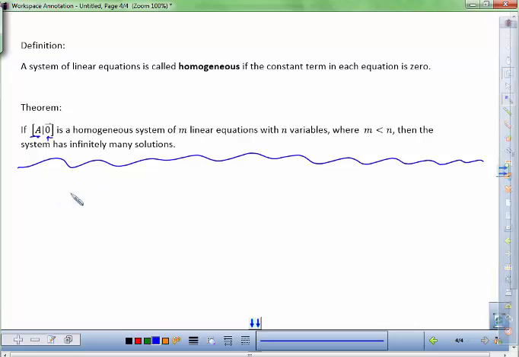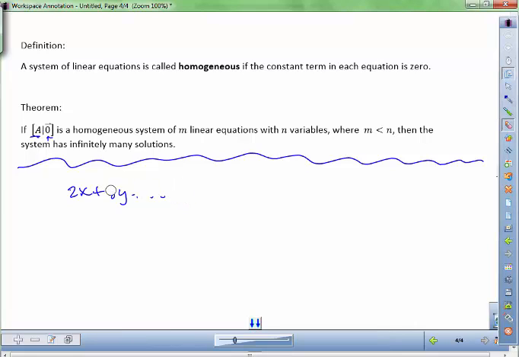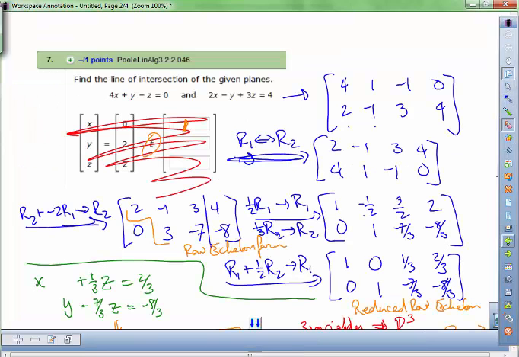Let's do a simple example, and maybe I won't go through the whole thing. 2x plus 3y plus 5z. Oh, you know what? Sorry. Are you guys writing this down? I'm going to just copy the example that we had earlier.